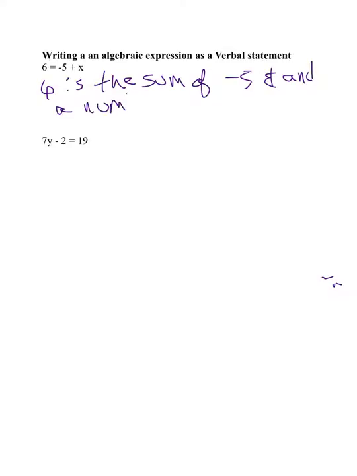When I look at the first problem, remember equals is, and the addition in an addition problem is a sum. So I'd say 6 is the sum of -5 and a number. That's pretty much what we have to do for the second one.